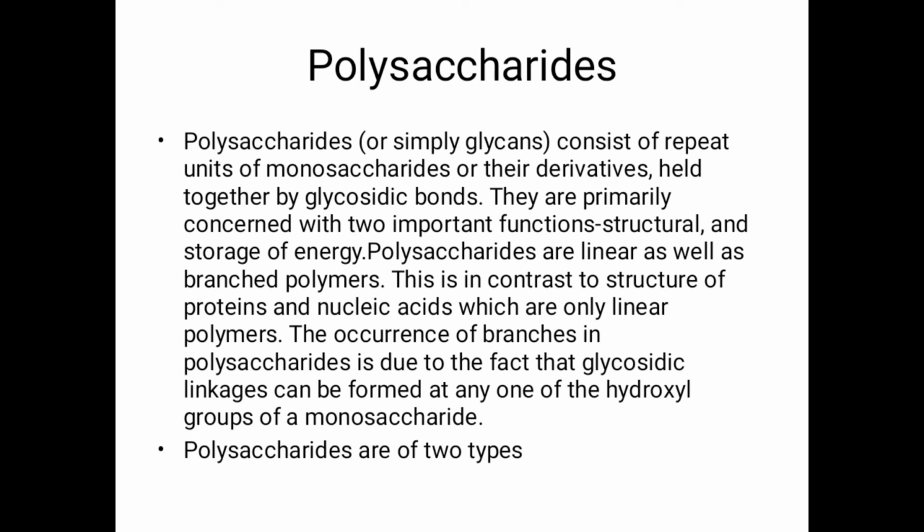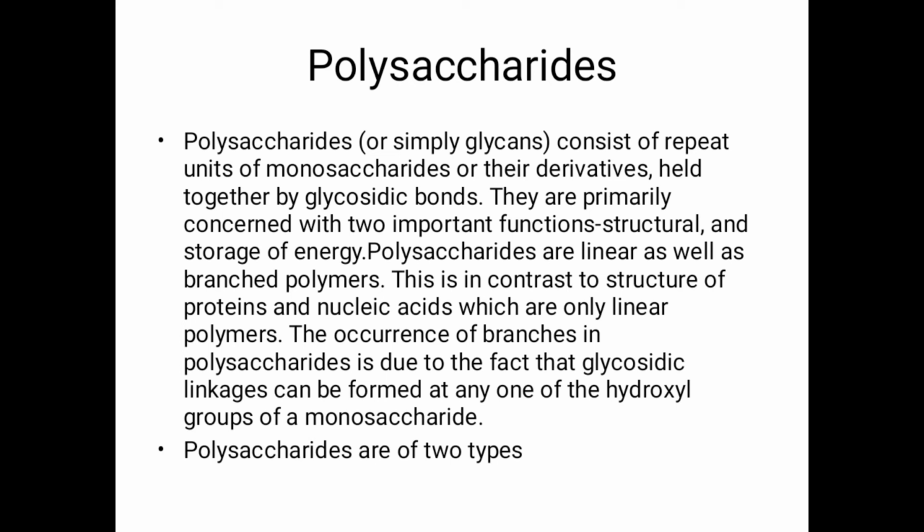Polysaccharides are linear as well as branched polymers. So you should remember the difference. This is in contrast to the structure of proteins and nucleic acids, which are only linear polymers. So polysaccharides are not only linear but also branched polymers. The occurrence of branches in polysaccharides is due to the fact that the glycosidic linkage can be formed at any one of the hydroxyl groups of the monosaccharides.